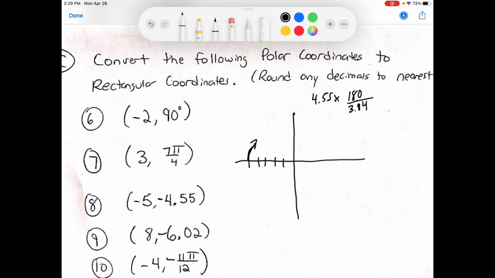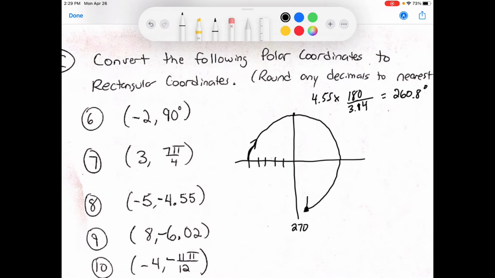Alright, so let's do that. 4.55 times 180 divided by 3.14. So that gives me 260.8 degrees. Alright, so that's how far I need to go. So if we go this way, that's 90 degrees, 180. Well, here's going to be 270, so I'm going to be about 10 degrees short of that, or 9.2 degrees short of that. So like right there.